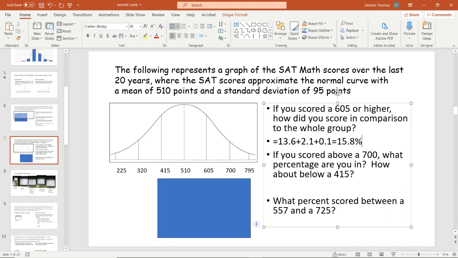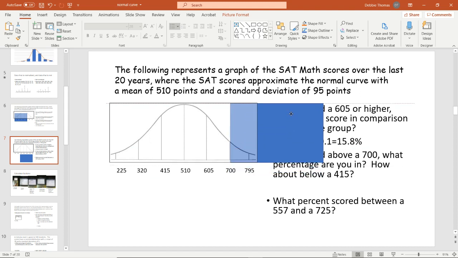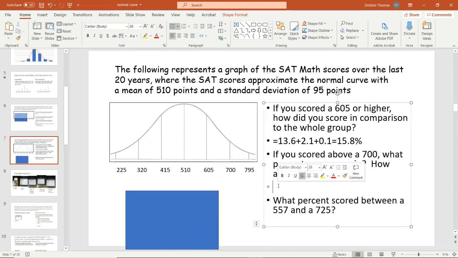Okay, so you're in the top, basically the top 15%, if you can score a 605 or higher on the math. If you scored above a 700, what percentage are you in? So now we're over here, 700, okay, so just that section. So this one, which is a 2.1, and this one, which is a 0.1. So this would be equal to 2.1 plus 0.1, which is going to be 2.2%. So if you can score above a 700, you are in the top 2.2% of SAT scores.